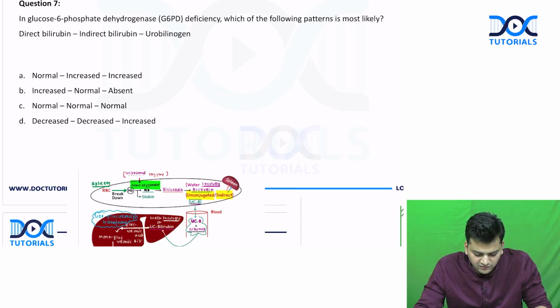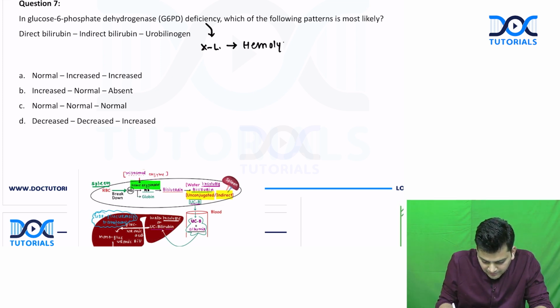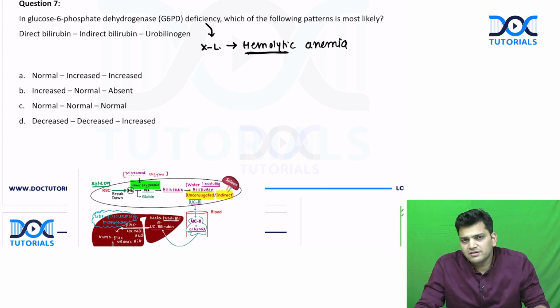In glucose 6-phosphate dehydrogenase deficiency, which of the following patterns is most likely seen? What will be the level of direct bilirubin, indirect bilirubin, and urobilinogen? Now, G6PD deficiency is an X-linked recessive disorder. It will lead to hemolytic anemia. There is going to be an excess amount of hemolysis. Now, to answer this question, we need to understand the bilirubin metabolism.